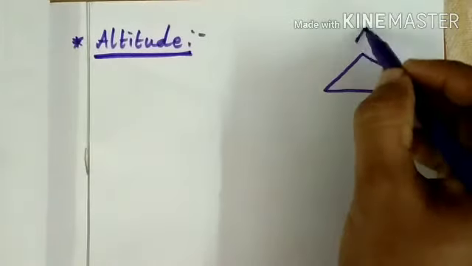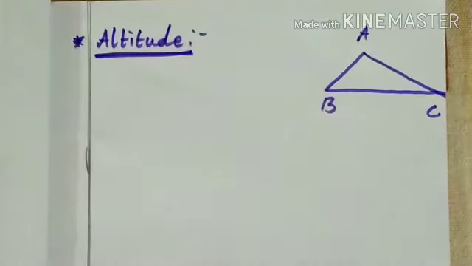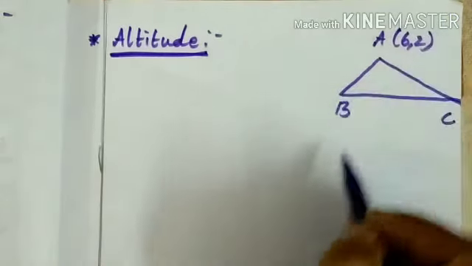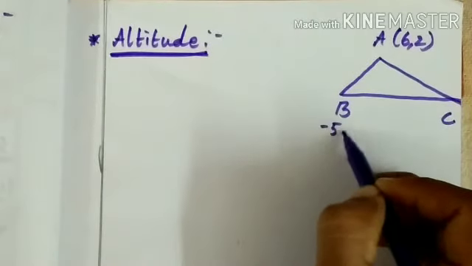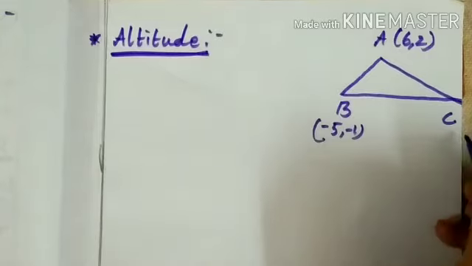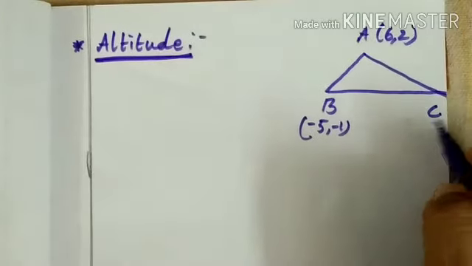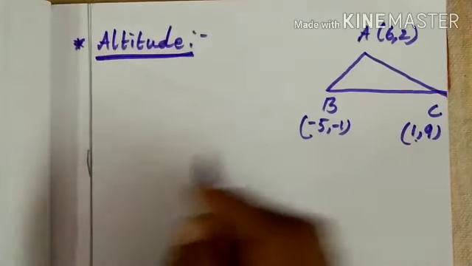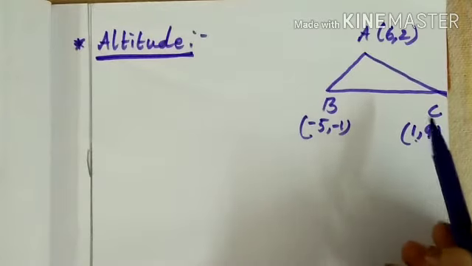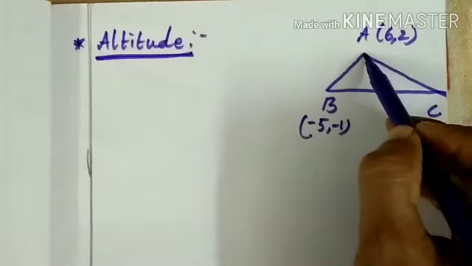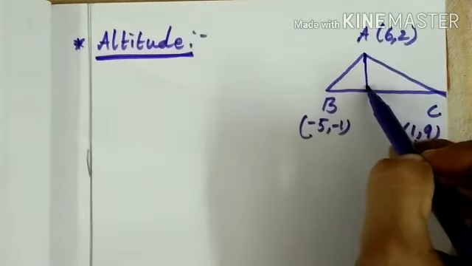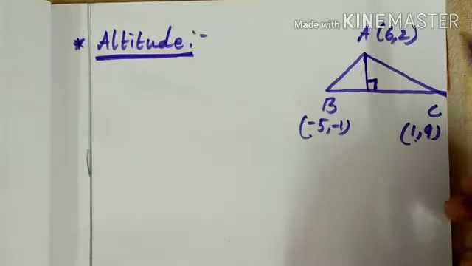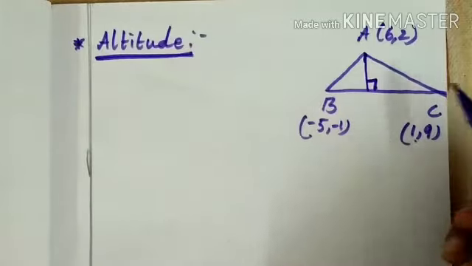Let us assume A(6, 2), B(-5, -1), C(1, 9). Here you have to draw the altitude line, that is, from the vertex A, you have to draw a vertical line. It makes an angle of 90 degrees. It is perpendicular to the line BC.